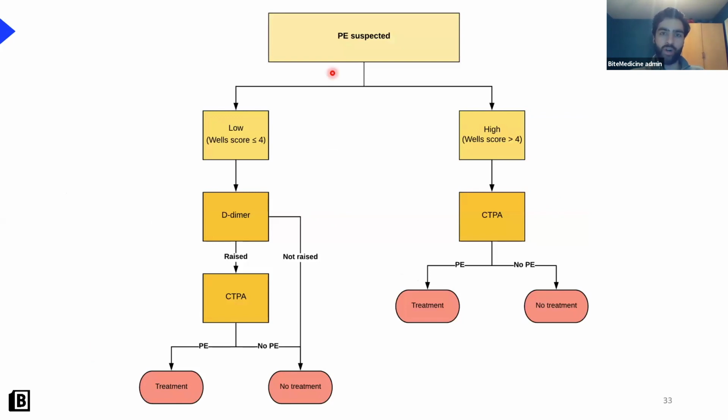So this is the algorithm. If you suspect a PE, do a Wells score. If your Wells score is high, do a CTPA. If your Wells score is low, do a D-dimer. If the D-dimer is raised, then you do a CTPA. If the D-dimer is not raised, you can think about excluding PE as a diagnosis. Okay, so that's the investigation pathway and the management pathway for pulmonary embolism.